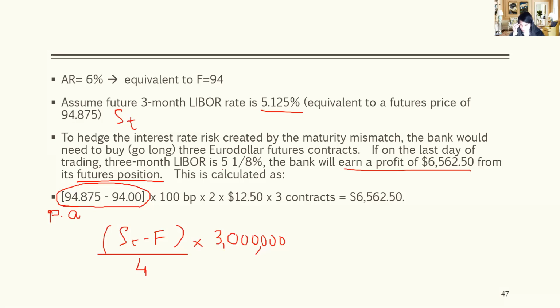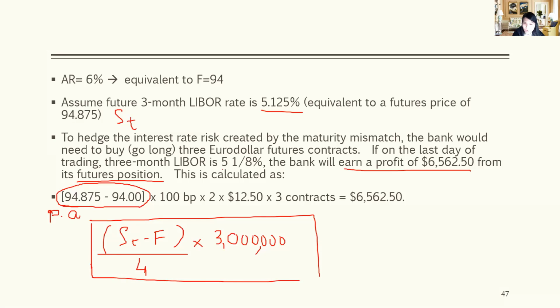Yeah, so if we do that, we will find that we get about 6,500 and something. Okay. So I find that this formula is easier for me to understand rather than relying on the approach in the textbook. So in the textbook, this is how you will compute the futures payoff.